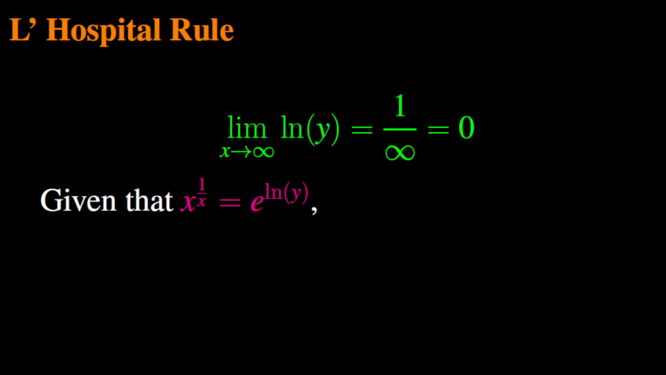Recall that the original expression, x to the power of 1 over x, is equal to e to the power of logarithm of y. This is because logarithm of y was defined earlier as logarithm of the quantity x to the power of 1 over x. Here we are using the inverse properties of e to the x and logarithm of x.